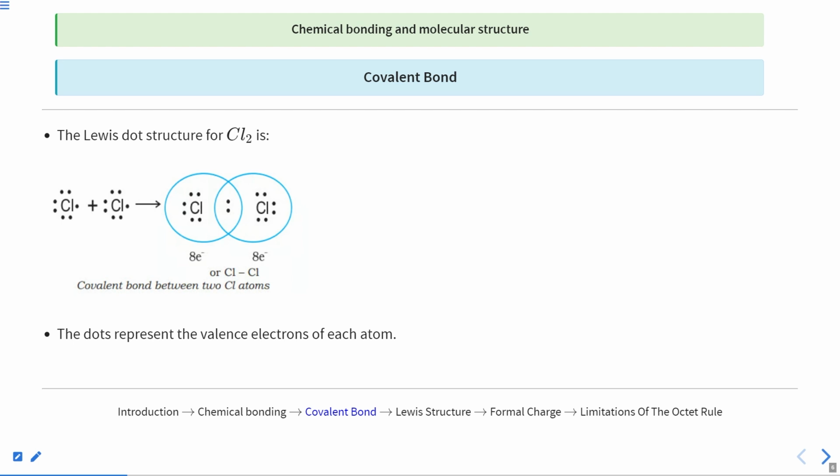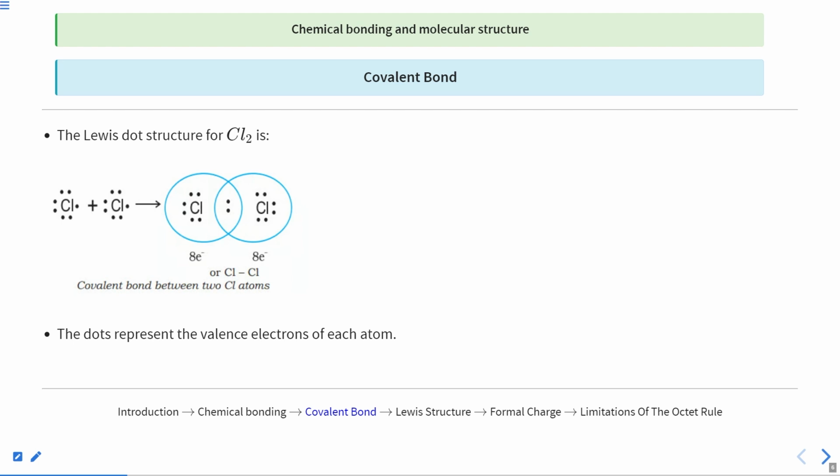Now, the dots that are present here represent the valence electrons of each atom. They are just the valence electrons and not the inner core electrons. We have inner core electrons in chlorine because it has 17 electrons. So 10 electrons are there in the inner core, but we don't consider them.